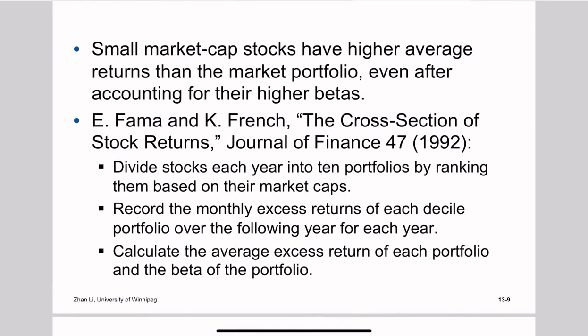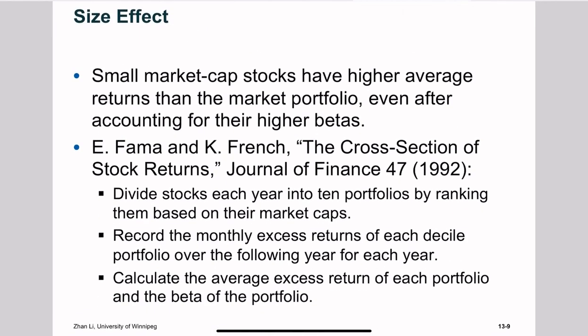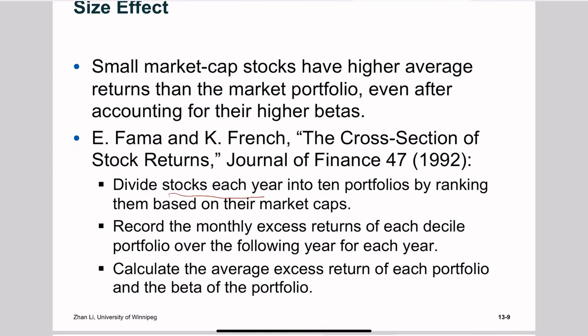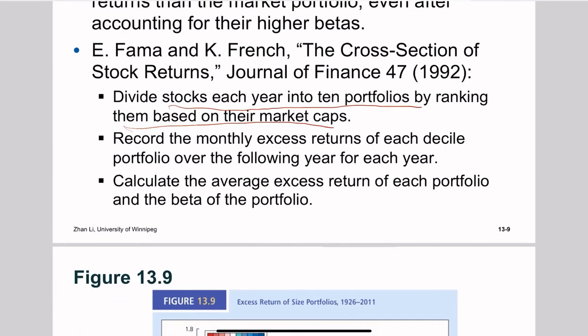This is from a very famous paper from Fama and French. What they did was very simple. They divide stocks each year into 10 portfolios, by ranking them based on their market cap. And then they calculate the monthly excess returns of each portfolio over the following year. And then they calculate the average excess returns of each portfolio and the beta of the portfolio.